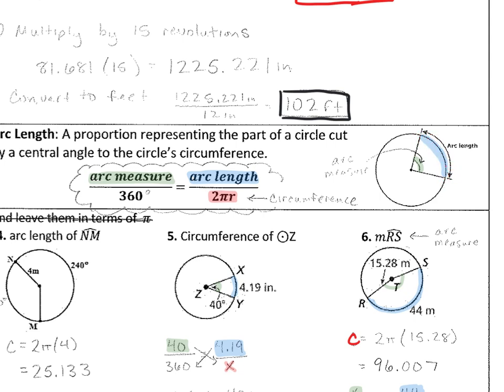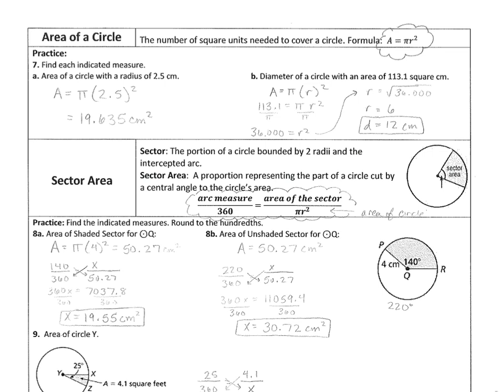Flip your paper over. On the back, we're going to talk about area of a circle. The area of a circle, again, review from middle school. The formula is pi r squared. So we can use that formula like in question 7, parts A and B. To find the area, it says the area of a circle with radius 2.5. I plug 2.5 in for radius. I press pi on my calculator, parentheses 2.5 squared, and it gives me the area.